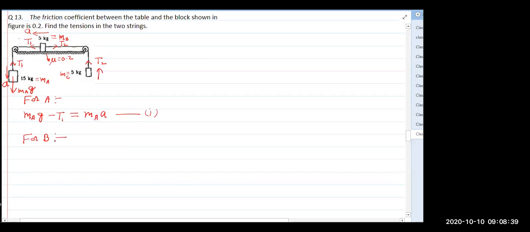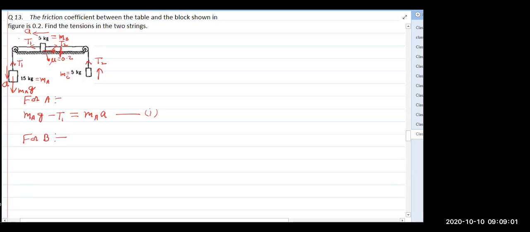For B, T1 is pulling left, T2 is pulling right, and friction will act opposite to the movement. Why are we considering it like this? Since it is the heavier mass, the 15 kg that is hanging will pull the whole system down. So this 5 kg will go up. That's why we are taking friction in the rightward direction.